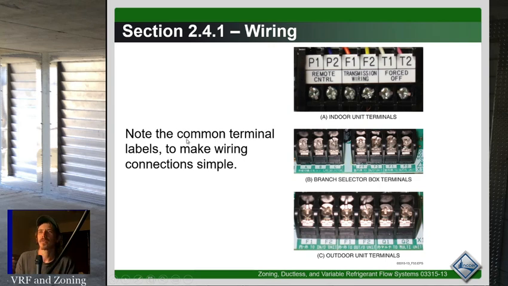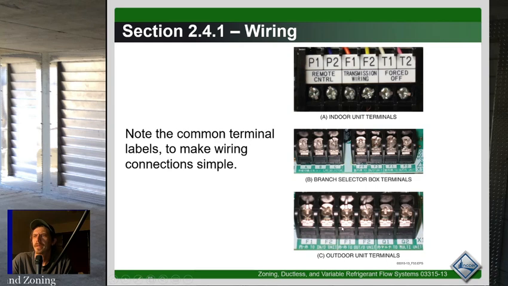So the common terminal labels make wiring simple. Everything is 2-wire from one thing to another. So you have 2 wires going to your remote control. You have 2 wires going to your next unit. You have 2 wires, T1, T2, that's forced off. That goes to a safety. But these go unit to unit, and then you also have indoor unit to outdoor unit to your next selector over here.